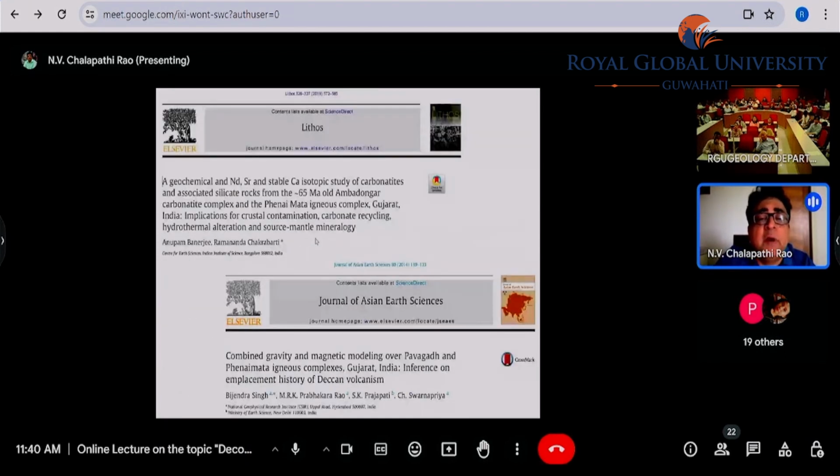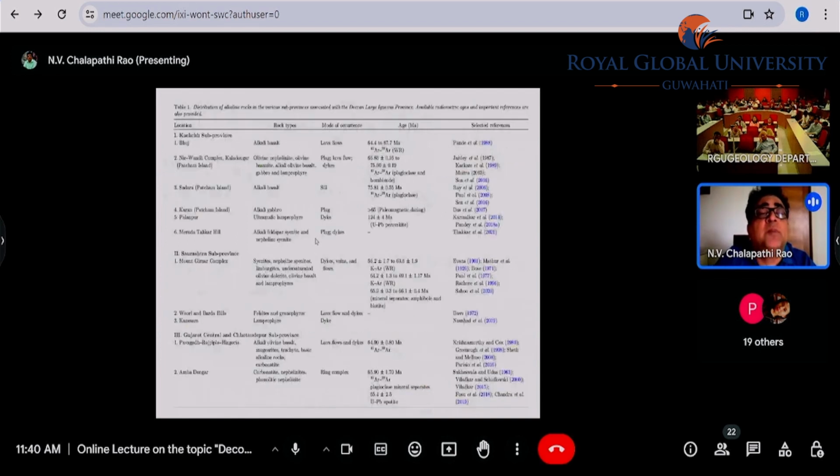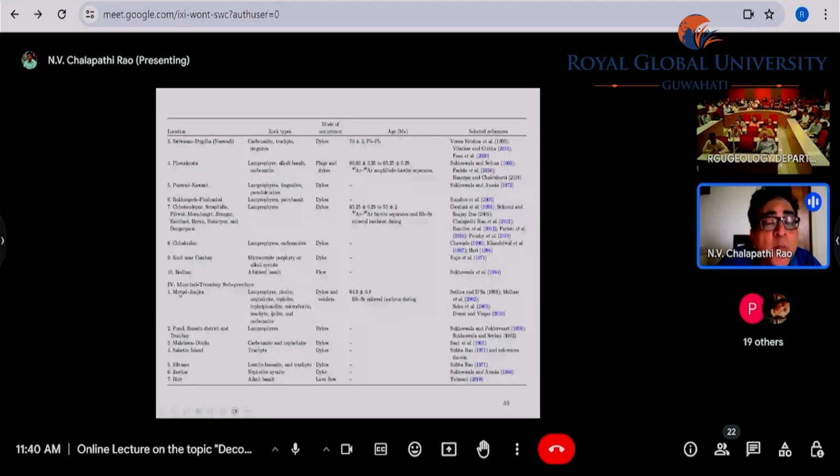Anyway, these are different papers. I don't want to talk on those papers, but I want to summarize that for alkaline rocks in the Deccan Traps, we have recently made a comprehensive study and divided them into different provinces: Kutch province, Saurashtra province, Gujarat Central Chhotaudepur province, and the Mumbai Trombay province.